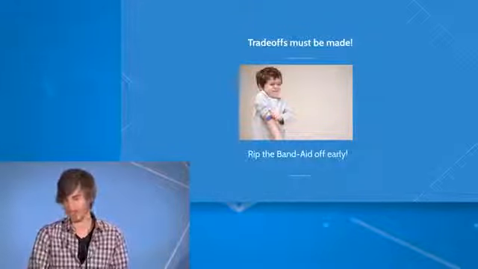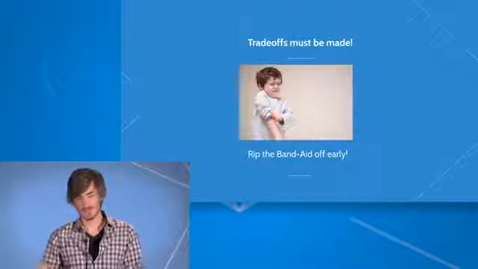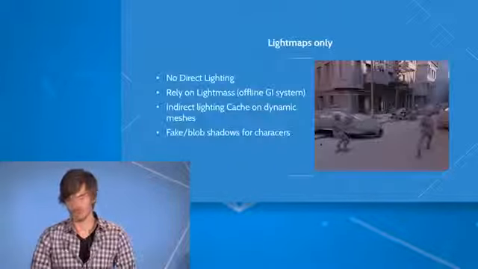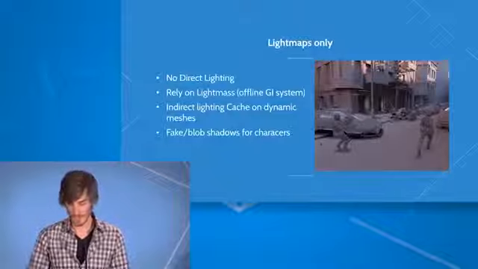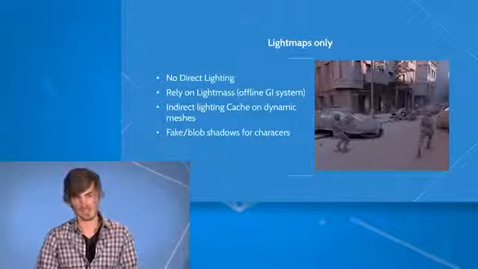We had to rip the Band-Aid off really early. So the first one we made was lightmaps only. We can use Lightmass, which does an amazing job of having really nice looking offline GI. There's the indirect lighting cache, which looks pretty good these days for indirect lighting on dynamic objects. And I'd have to do fake blob shadows for pretty much everything else.